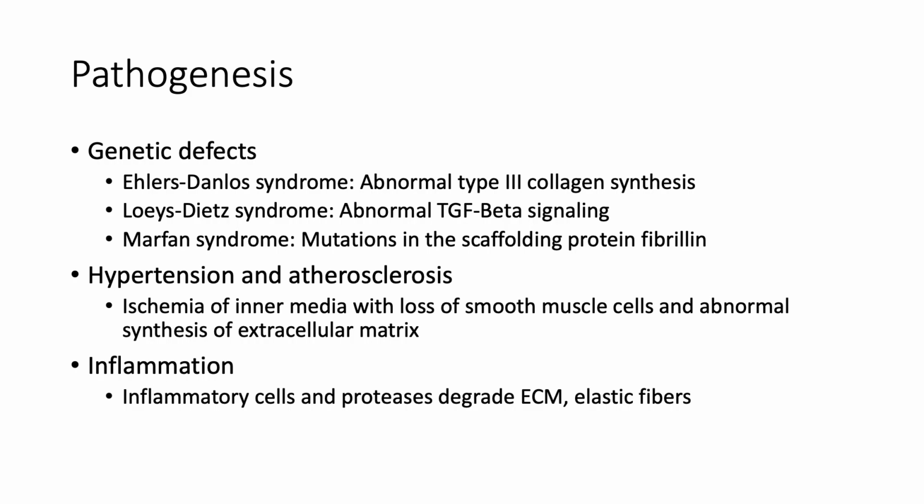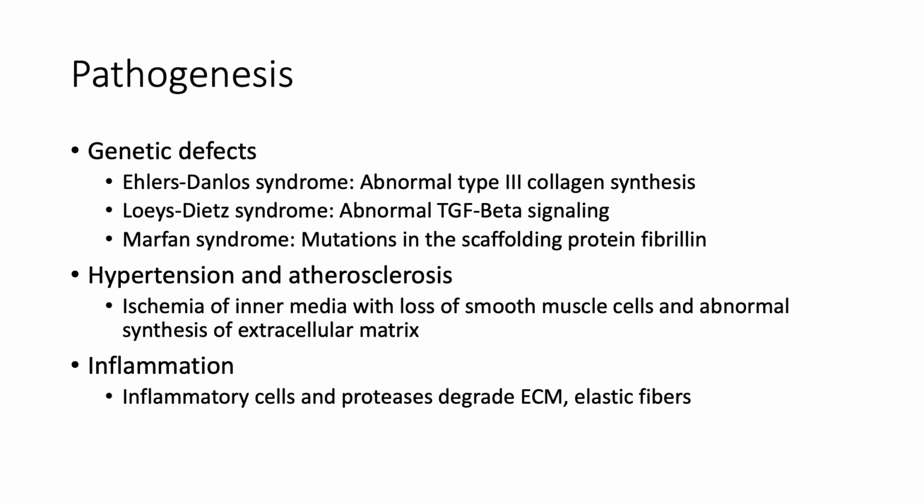So there's a lot of potential causes of aortic dissection. We talked about some genetic syndromes that typically involve abnormal collagen synthesis or abnormal TGF-beta signaling, mutations in protein fibrillin, which is involved in sequestering TGF-beta. But the most common thing is going to be hypertension and atherosclerosis. Hypertension leads to ischemia of the inner media, and you lose smooth muscle cells, and you get abnormal synthesis of extracellular matrix in the media.